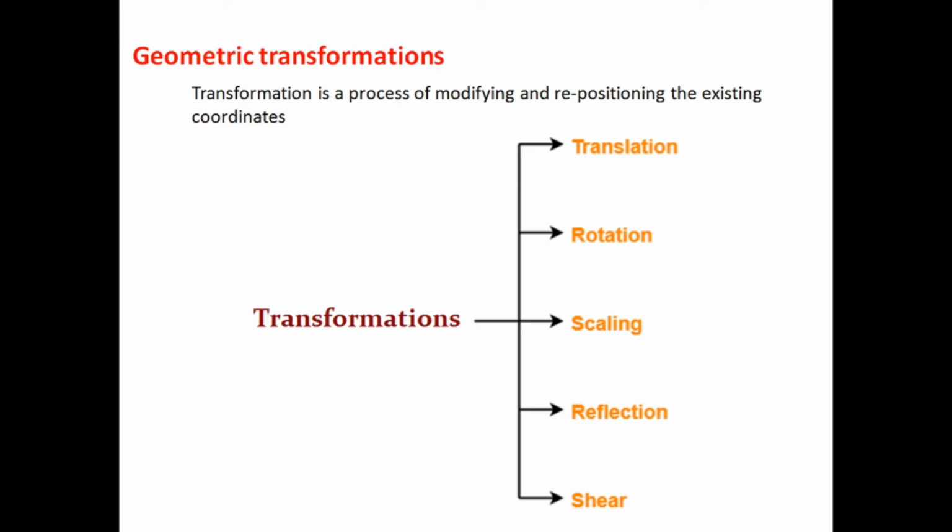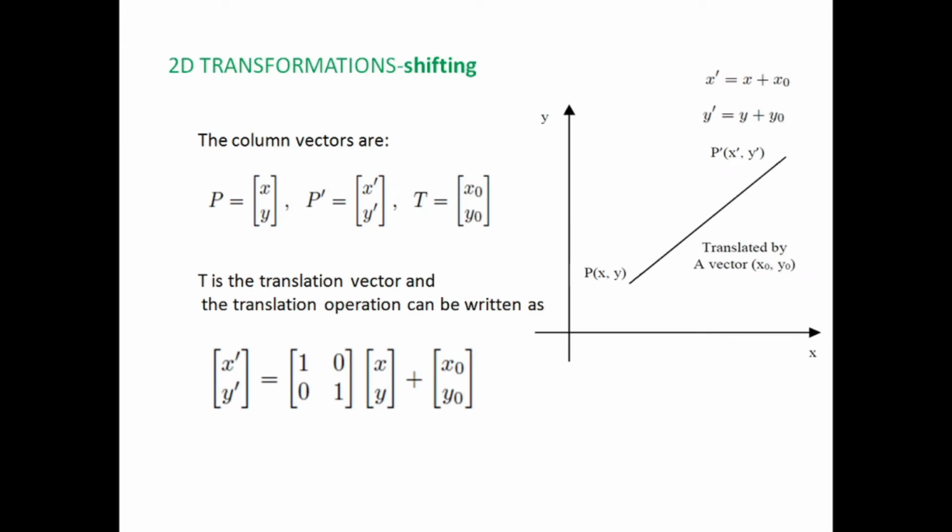So these transformations are of 5 kinds. What are they? They are translation. That means the coordinates or the point or the pixel may undergo a translation or a rotation, scaling, reflection, as well as the shearing. So let us see one by one about each and every kind of transformation. So the first one here is the shifting operation.